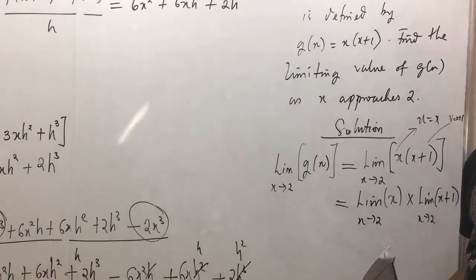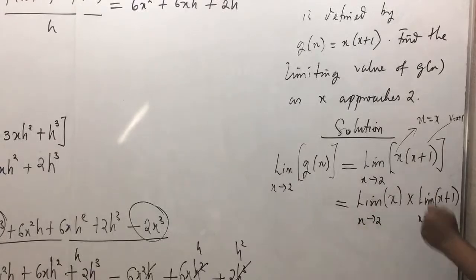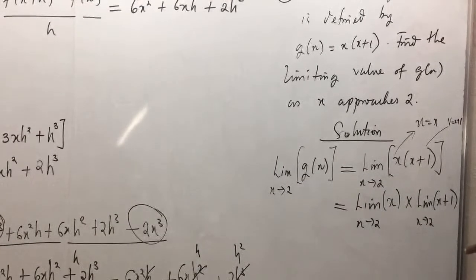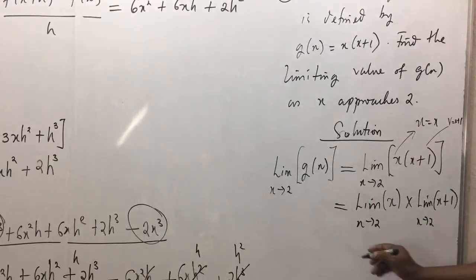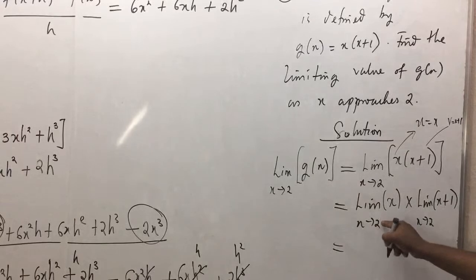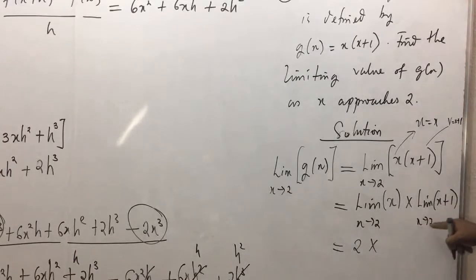In that video, please take note, I told you that to find the limit of a polynomial function requires direct substitution. So all you have to do is to put the value to which x is approaching straight into the function and simplify. It will give you the result. So if I'm taking the limit of x as x tends to 2, that limit will simply be obtained by putting 2 in place of x, and that limit will be 2 multiplied by the limit of x plus 1 as x tends to 2. Since x plus 1 is a polynomial function, all I have to do is to put 2 in place of x and simplify.